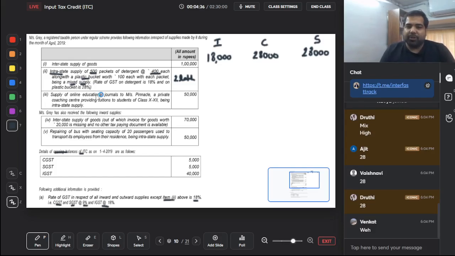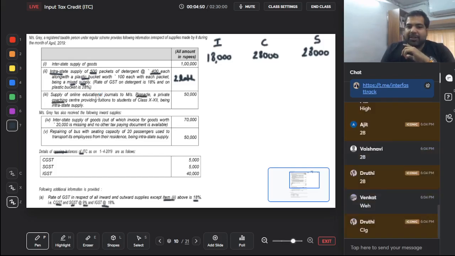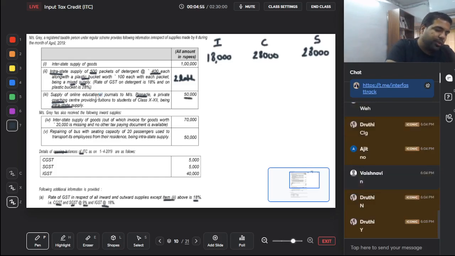Supply of online educational journals to Messrs. Pinnacle, a private coaching center providing tuitions to standard 10th and 12th, being intrastate supply. Guys, online journals are exempt if provided to a college. Is this a college? No. So then will this be taxable? Yes. So 50,000, it's intrastate, so 50,000 into 9%. That is 4,500 CGST and 4,500 SGST.